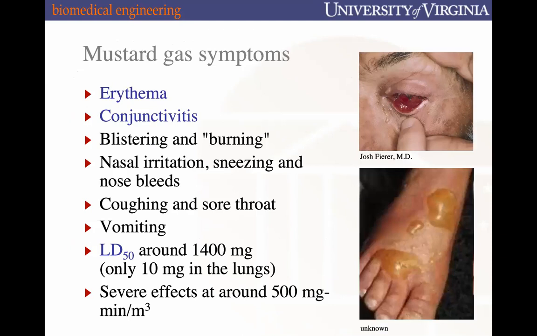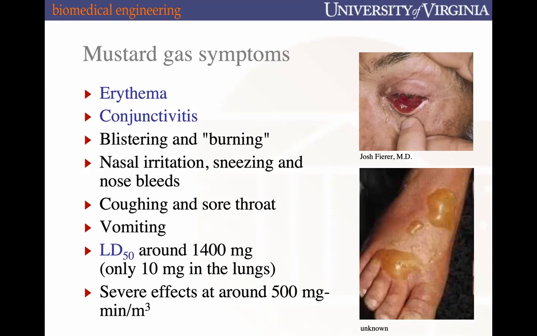Some of the symptoms of mustard gas are erythema, which is inflammation of our mucous membranes. In addition to that is conjunctivitis, which is inflammation of our conjunctiva, the membrane within our eye, and it causes this blistering and burning. The blistering affects our nasal mucosal area, which causes irritation, sneezing, and severe nosebleeds. As you can imagine, as it affects our oral respiratory mucous membranes, it can lead to severe coughing, sore throats, and severe vomiting. It is so lethal that it has an LD50 of about 1.5 grams.